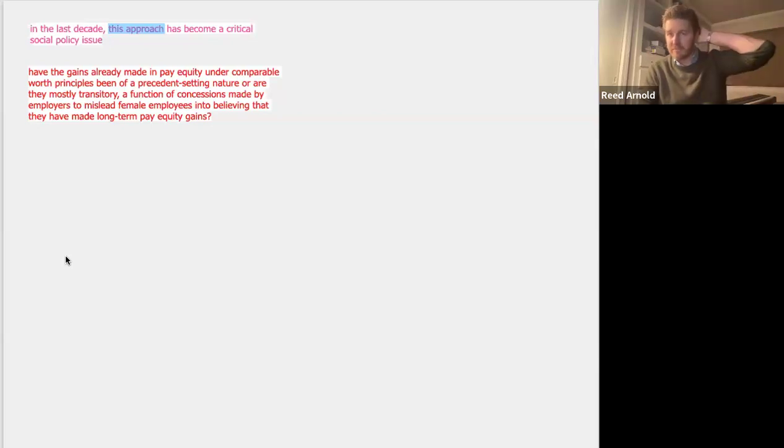A lot more meat in this particular clause. And I'm getting a sense about what has become a critical social policy issue, and maybe even a sense of what the approach is. But it looks like we're talking about pay of male and female employees and the gap between them. And it looks like there's been an attempt to close that gap using perhaps this set of principles, comparable worth principles. And we also know that there have been gains. We see that there has been some success in this method.